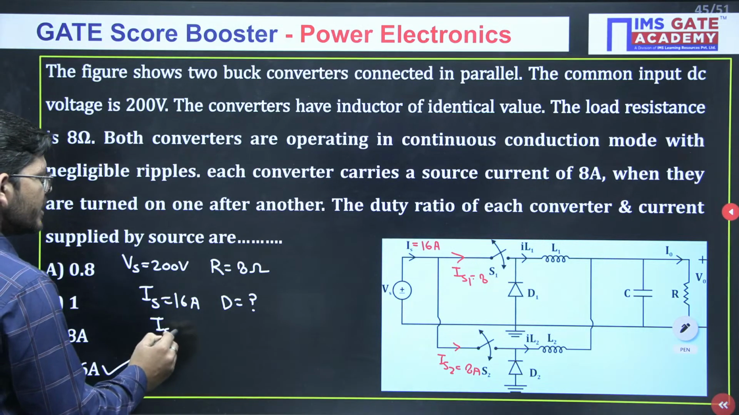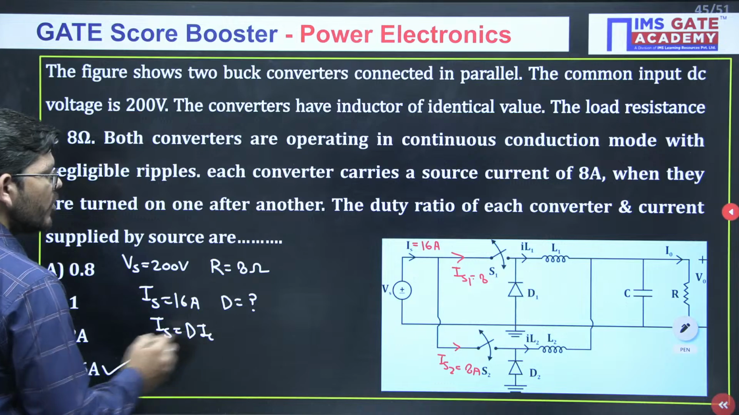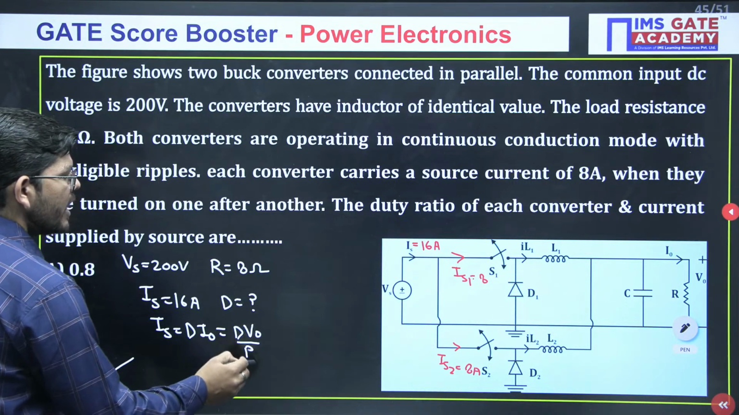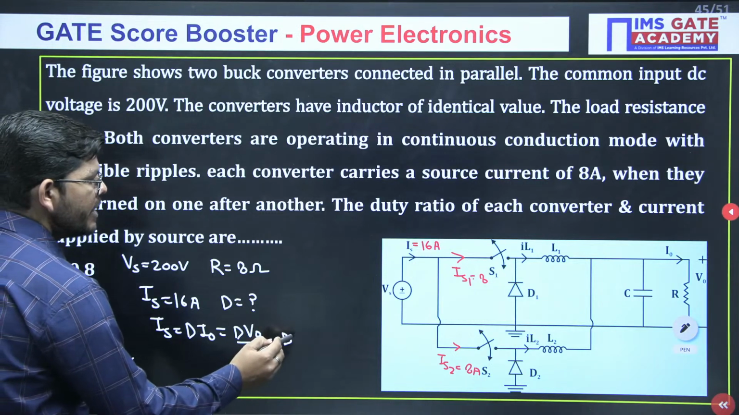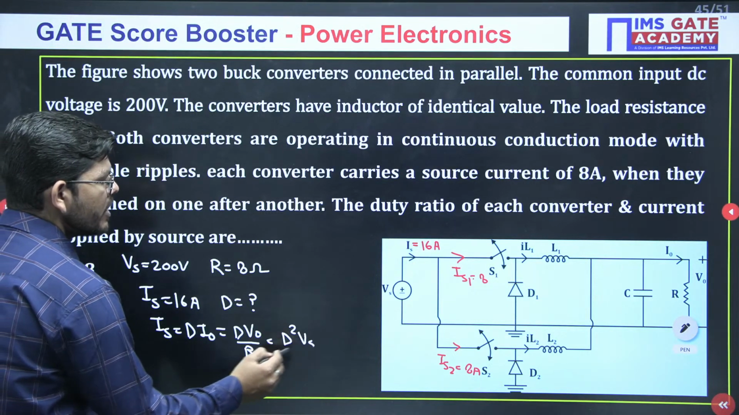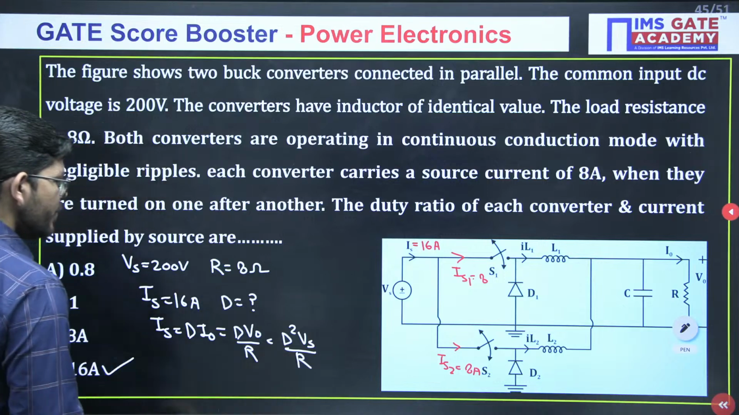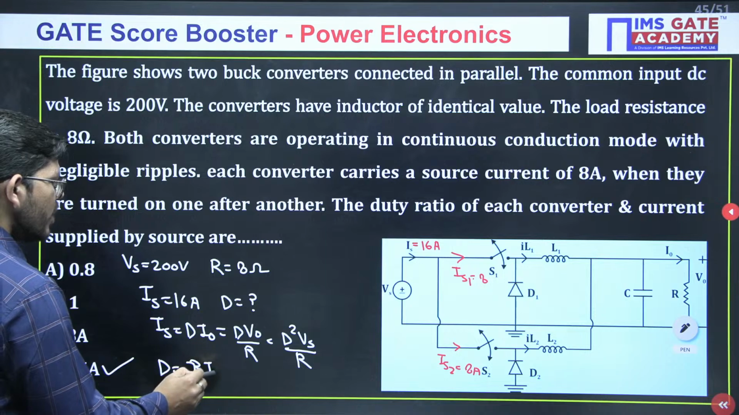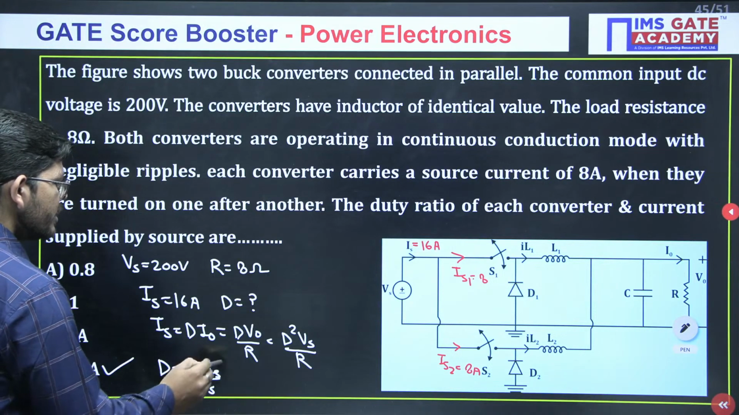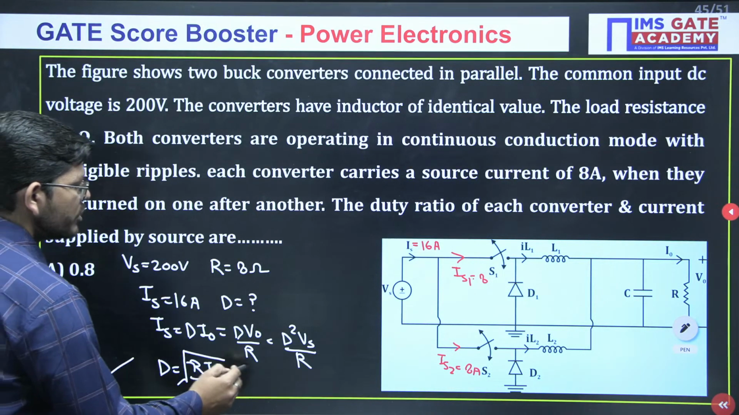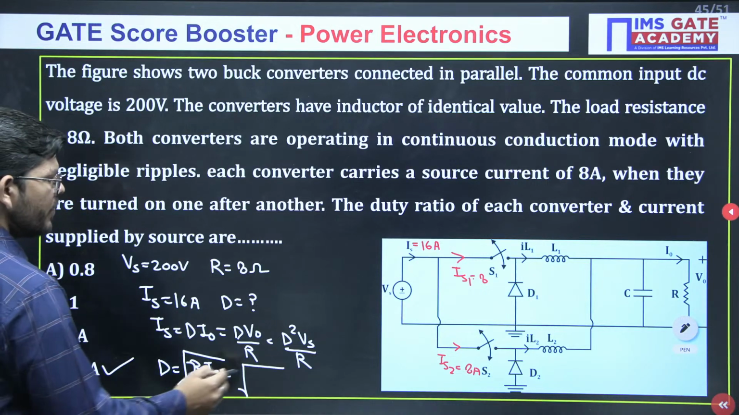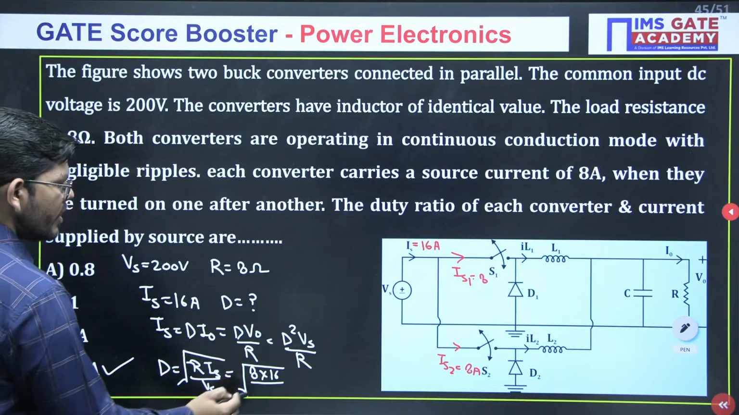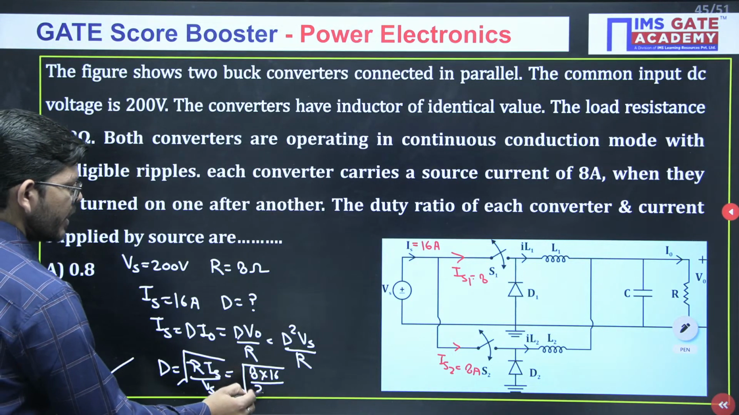You know that source current is equal to D times I naught. I naught you can write as V naught by R. V naught you can write as D Vs, so it will become D square Vs over R. So from here what will be the value of D? It will be the square root of R into Is upon Vs. So just put the values. What is the value of R? 8. Source current 16. Vs is 200 square.